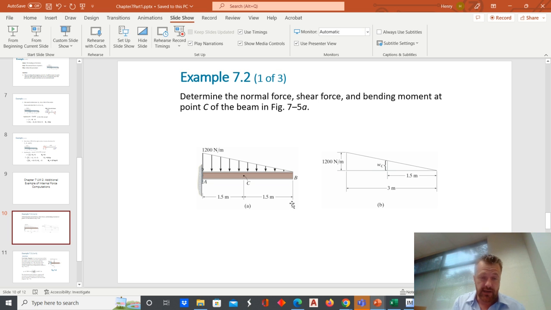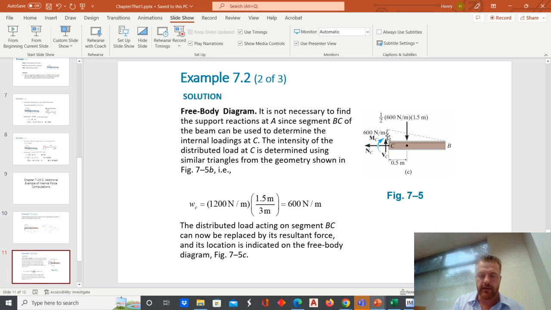In addition, you could actually write an equation for this linear taper, but hopefully everyone can see that if it tapers to 0 from 1200 at the halfway point, it's at 600 newtons per meter. So that's actually what they're showing here.